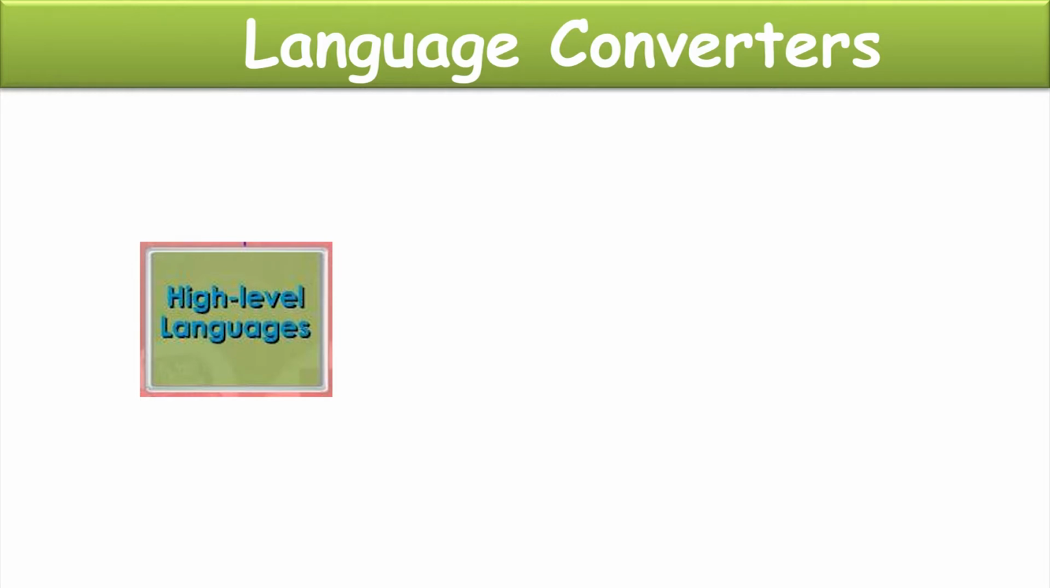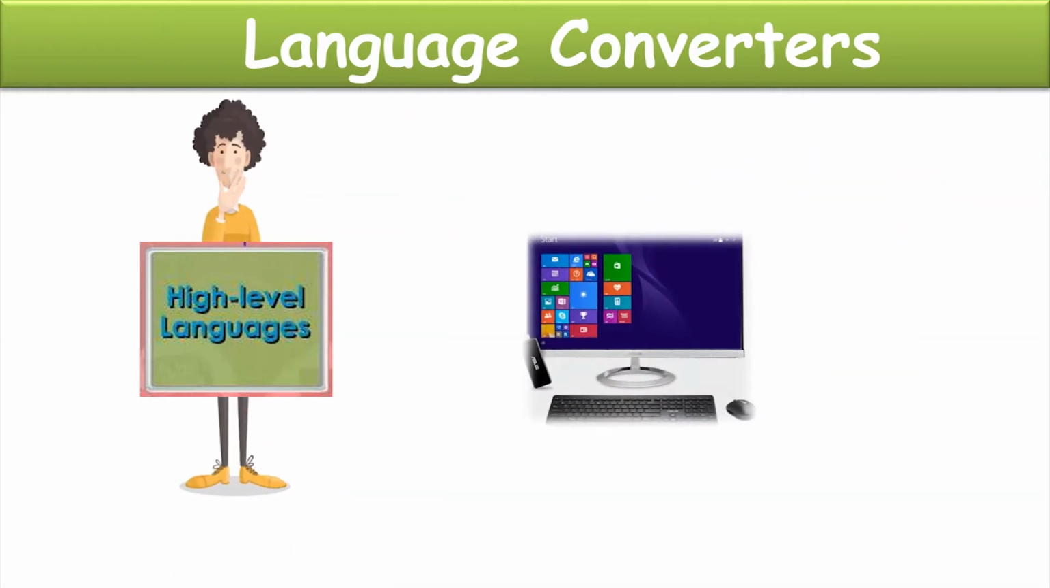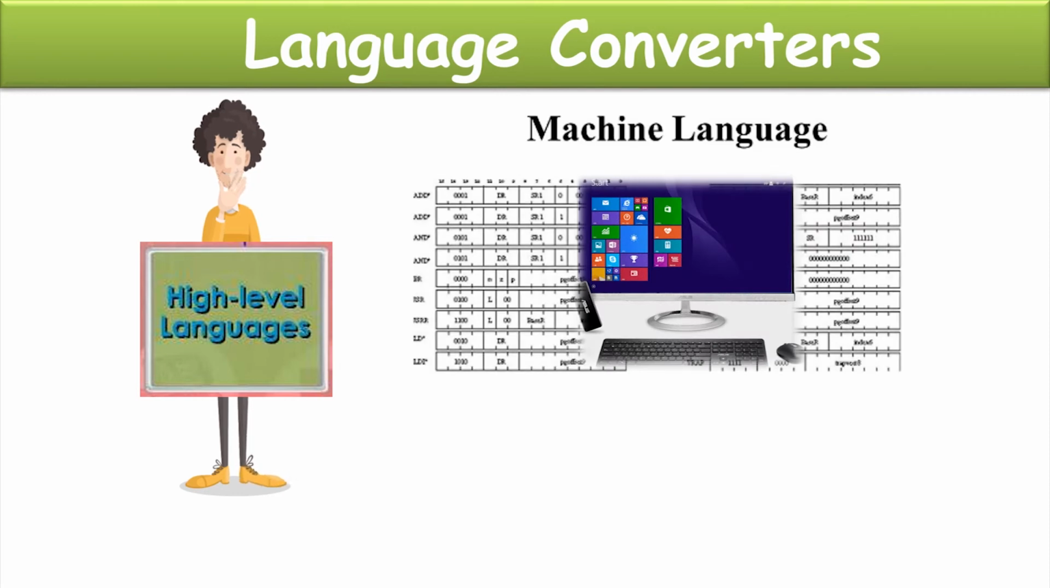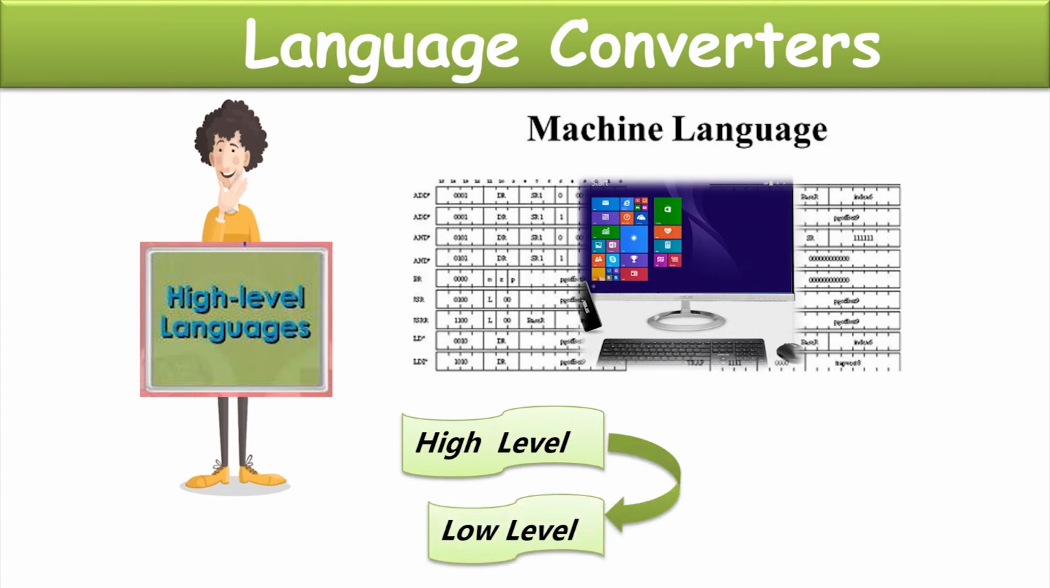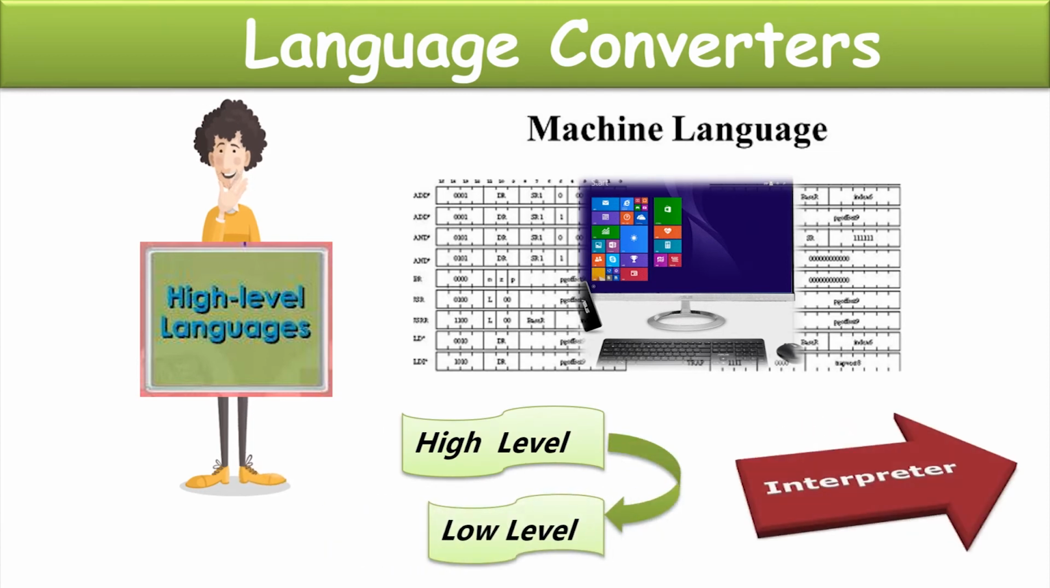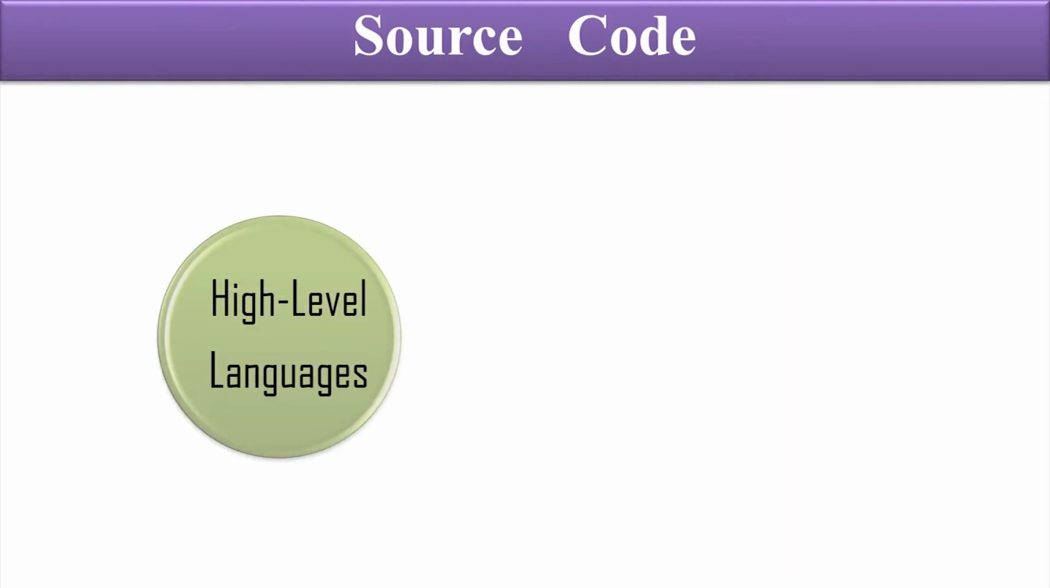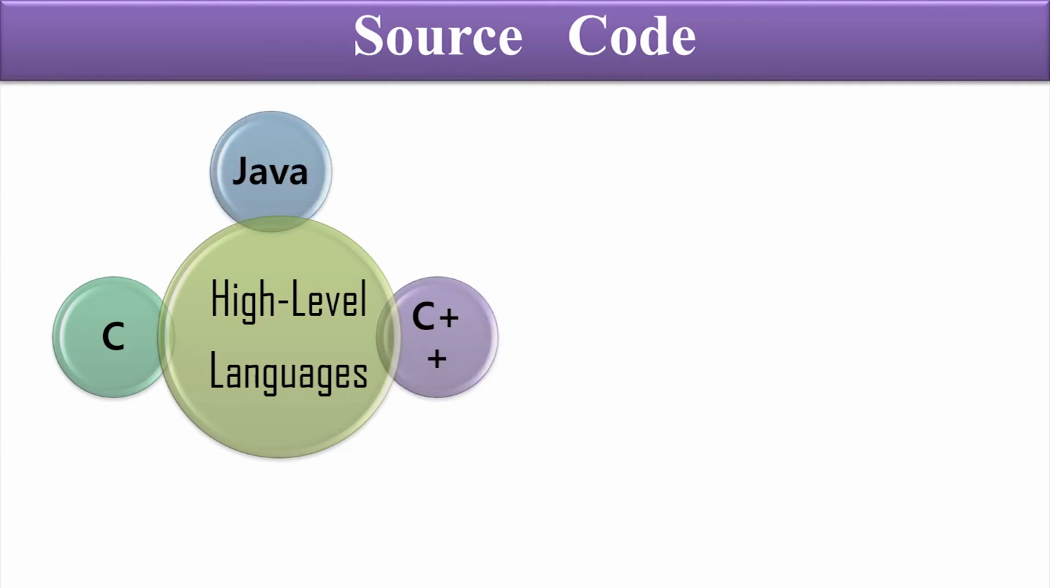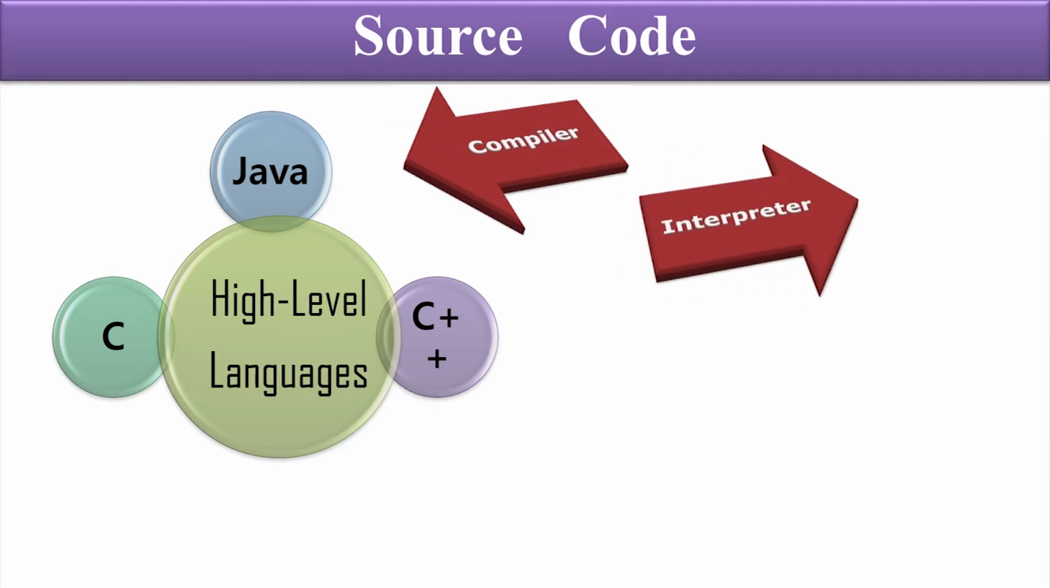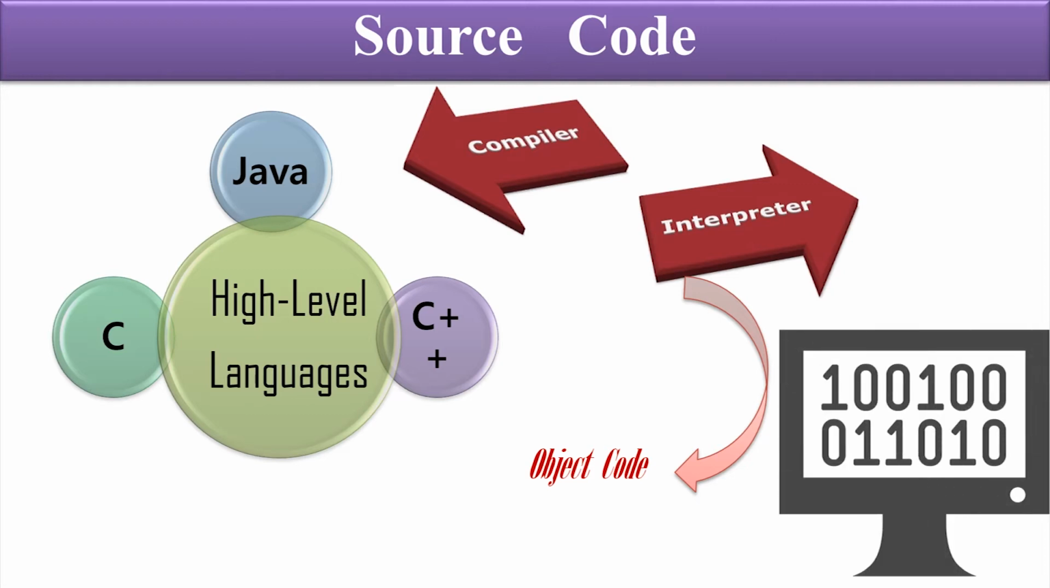Language converters. High-level languages can be understandable by humans, whereas computers understand only machine language. So we need to convert it from high level to low level. This is done with the help of language interpreters. Source code, which is written in a high-level language such as C, C++, or Java, is sent to a compiler or interpreter, which changes it to object code written in machine language. That means 0 or 1.